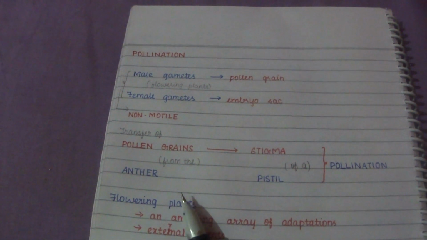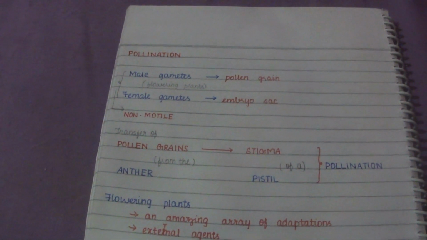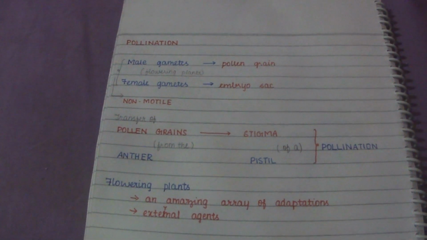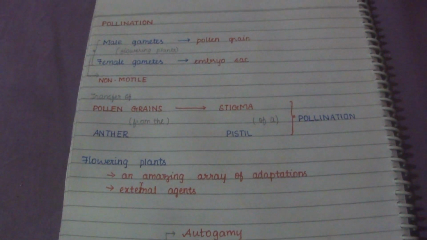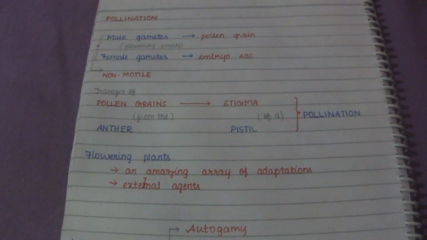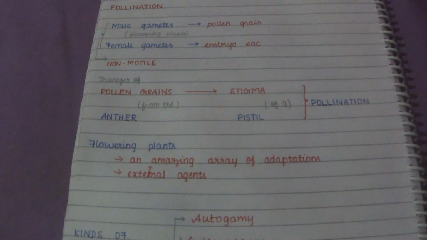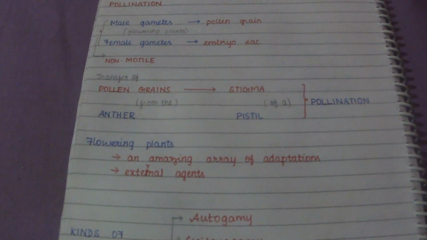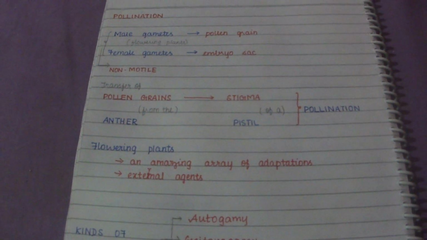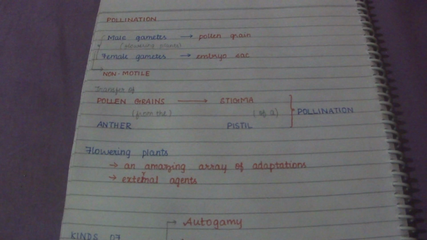That is, after a certain period of time, the pollen grains shed from the anther and they reach the stigma. This process we call pollination. The flowering plants have evolved an amazing array of adaptations to achieve pollination. They make their own adaptations to undergo pollination, and in certain cases the flowering plants also use external agents to undergo this pollination.